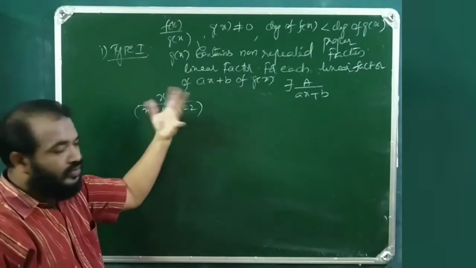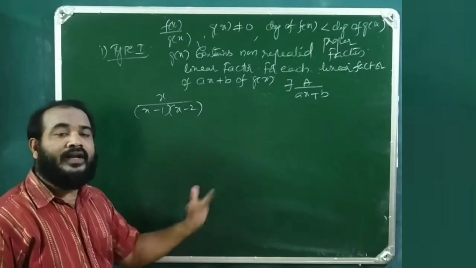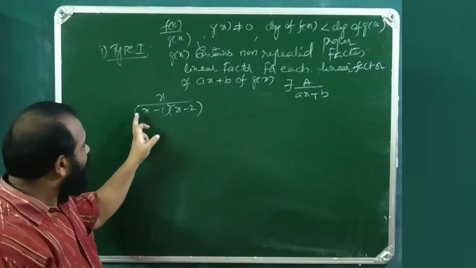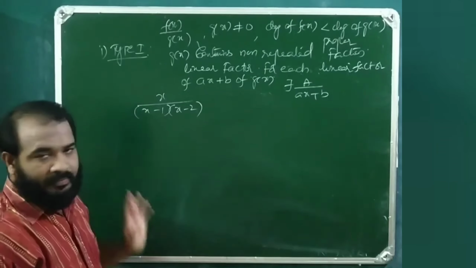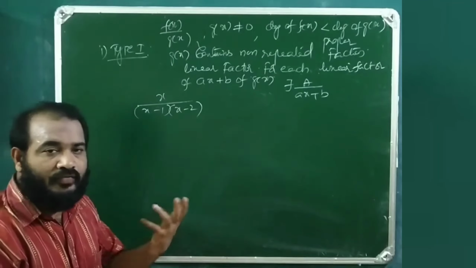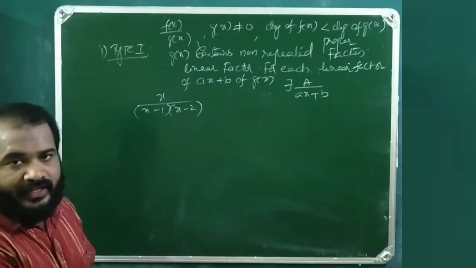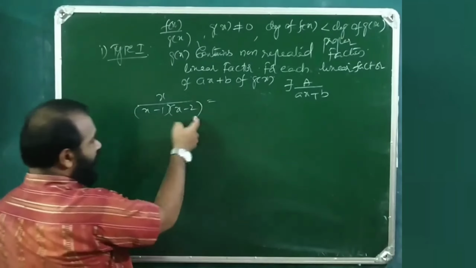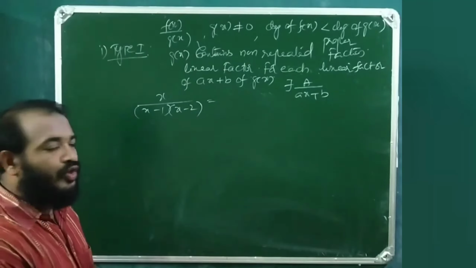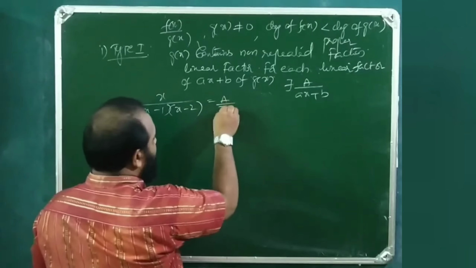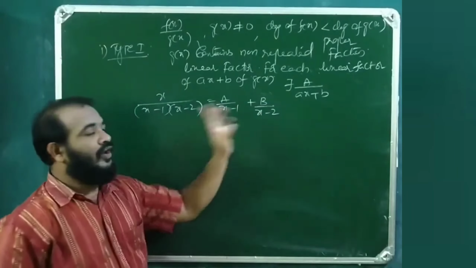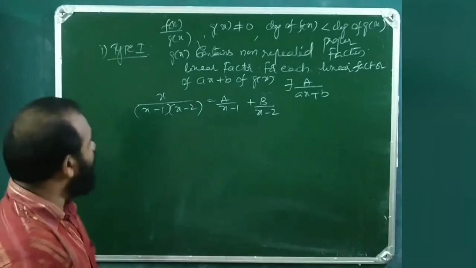Had it been (x minus 1) whole square, it is said to be a repeated linear factor. Whole cube, repeated linear factor. But here, it is of the form ax plus b, which is not repeated. For every non-repeated linear factor, there corresponds a partial fraction of the form A by ax plus b. So there are two non-repeated linear factors, for which we have to take two constants: A by (x minus 1) plus B by (x minus 2), and A and B are to be evaluated.